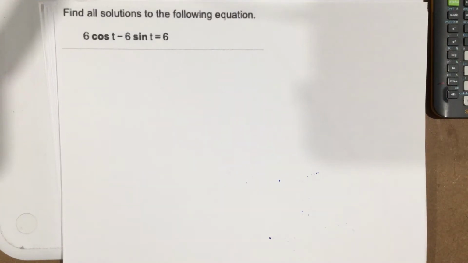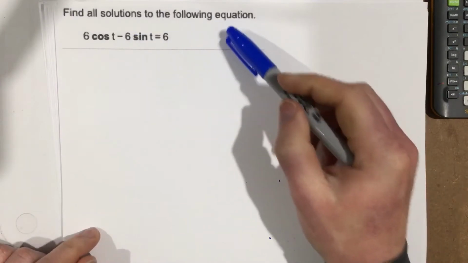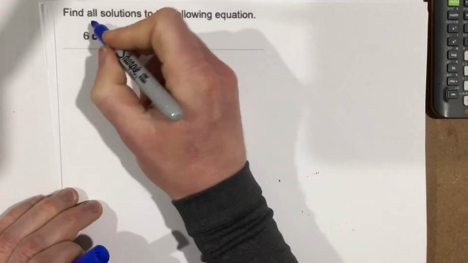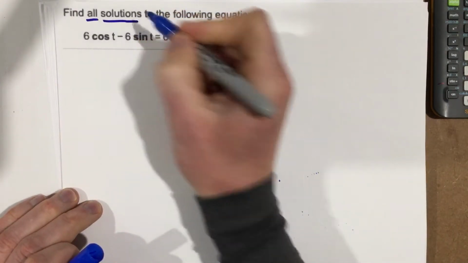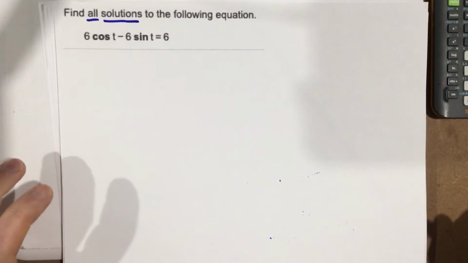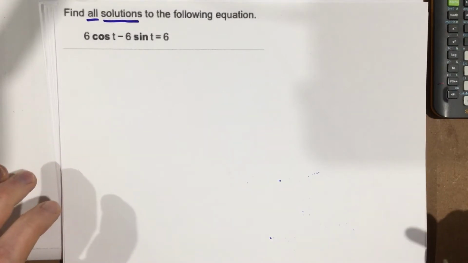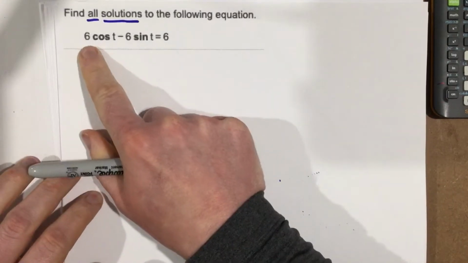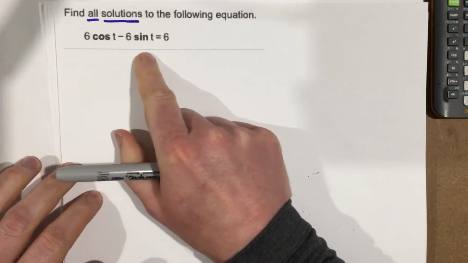This is problem number 6 from section 7.3. It says, find all solutions to the following equation. Again, they're asking you to find all solutions, meaning we need to find every solution, basically an infinite amount of coterminal angles that satisfy this equation, which is 6 cosine t minus 6 sine t equals 6.